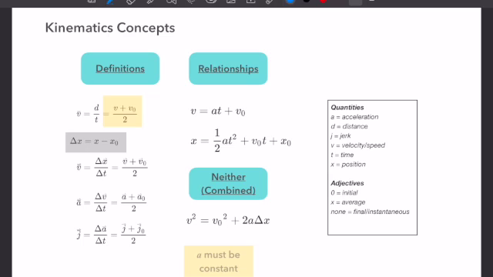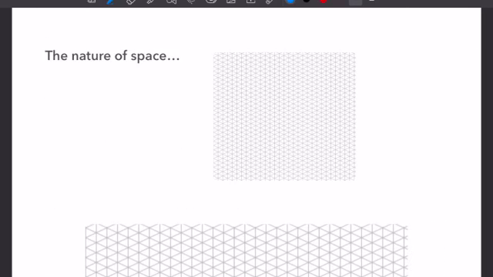The formula we are going to focus on is this one here, which is the change in position. This one is the displacement formula. So we're going to focus on that in the lesson today. So let's first begin by looking at the nature of space.